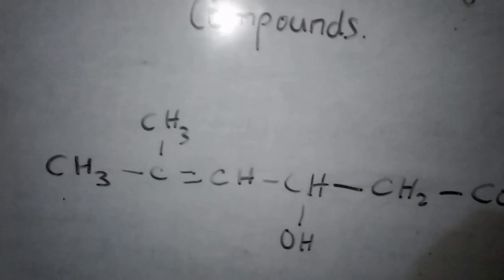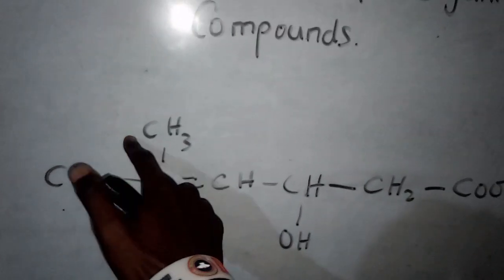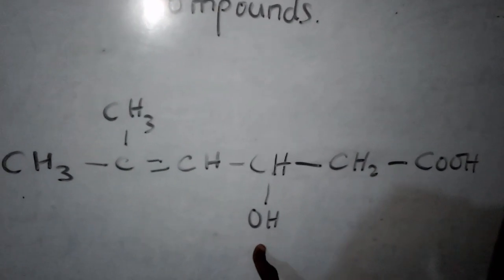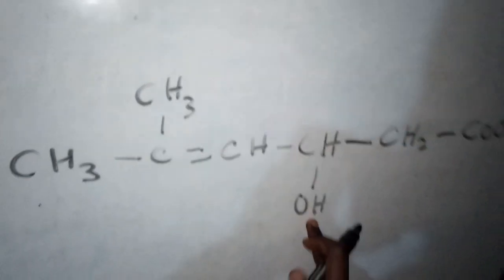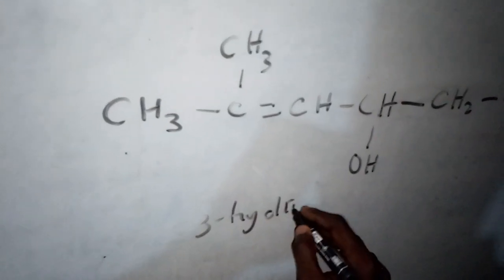Now there's a rule that says inorganic before organic. OH is inorganic, CH3 is organic, comprising carbon and hydrogen. So you start with the inorganic first. And if you have multiple functional groups, you follow alphabetical order. Inorganic before organic, then alphabetical order. Okay, let's start. So this is going to be 1, 2, 3. On the third carbon atom, I'm having hydroxyl. So this will be 3-hydroxy.